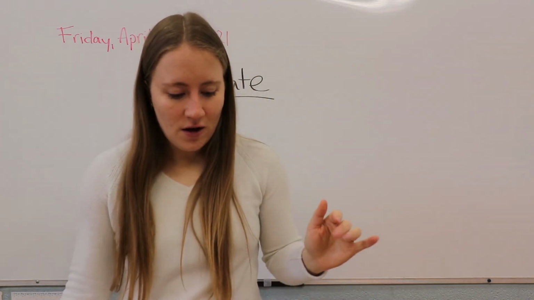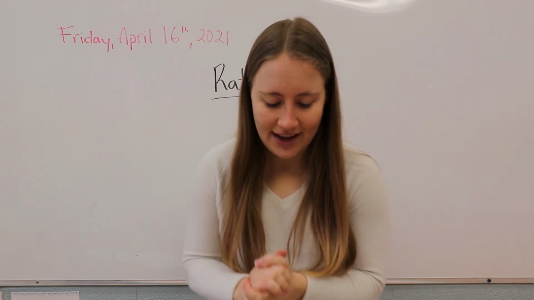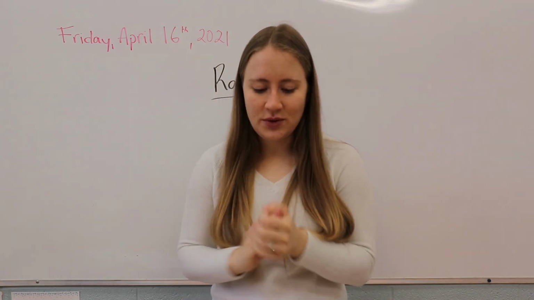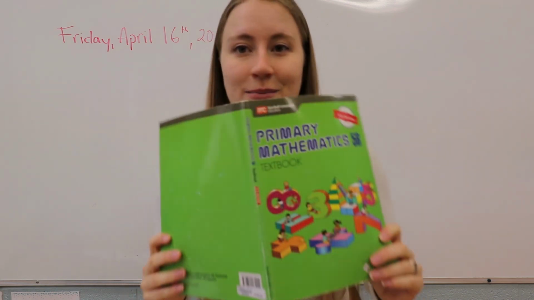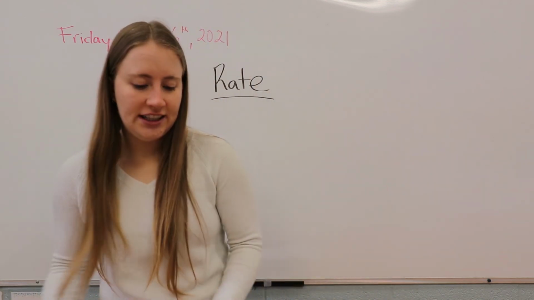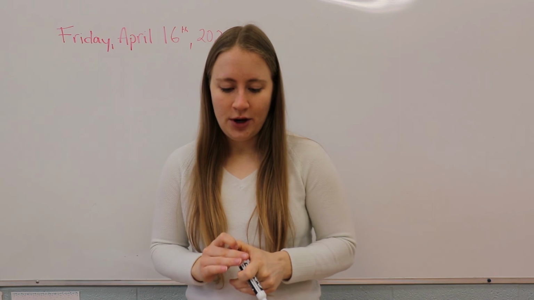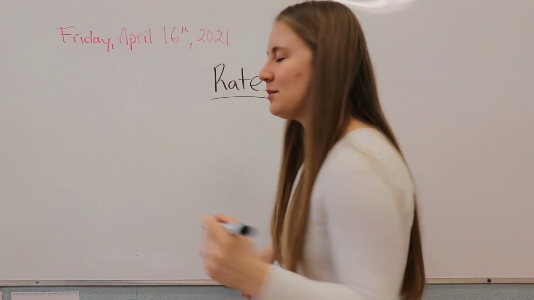Okay, so we're going to do that by looking at our first example on page 45, and this is question number 3. All right, so take a minute and open up your textbook and find page 45. We're looking at question number 3. It tells us that a machine makes toy cars at the rate of 120 per minute. How many toy cars will it make in 6 minutes?